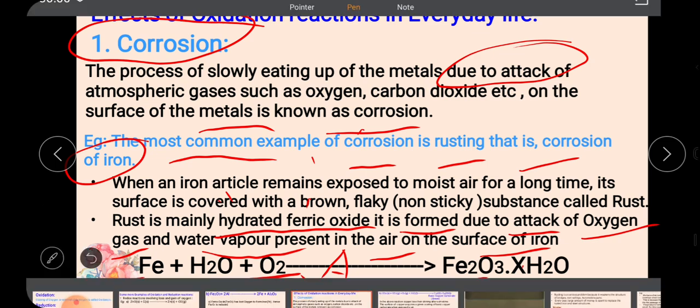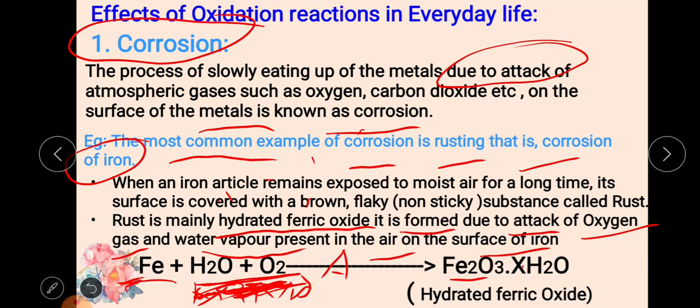Hydrated ferric oxide is also called rust, and the formula of rust is Fe2O3.XH2O, where in place of X you write the number of water molecules attached. If the rust deepens, the metal may get corroded completely, gradually eaten up. As a definition, corrosion is the slow eating up of metals due to the attack of atmospheric gases, which are oxygen, carbon dioxide, etc., or even sometimes acids.